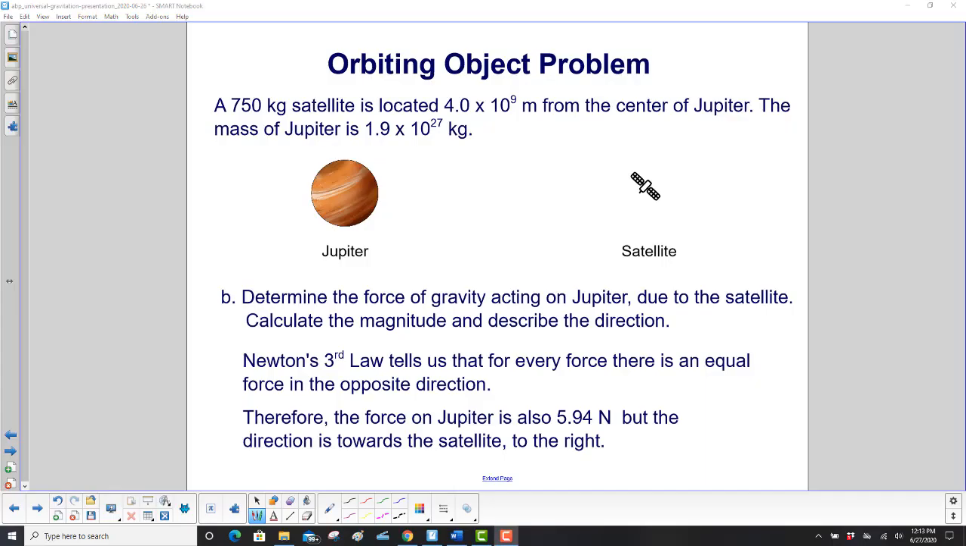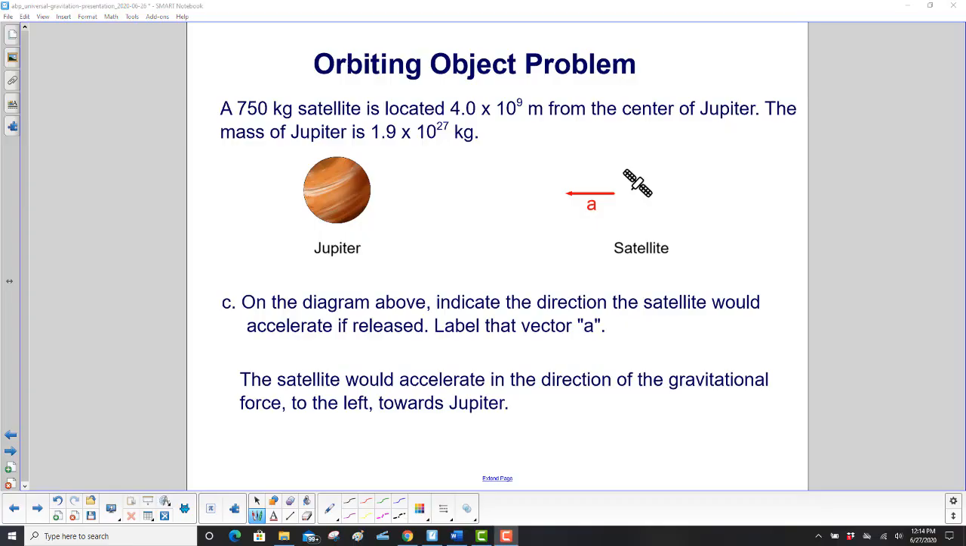Now, what's the force of gravity acting on Jupiter due to the satellite? Well, we go over to another law created by Newton to describe the universe, not the law of gravitation, but the third law. For every force, there's an equal and opposite force, or equal force in the opposite direction. So the force on Jupiter will also be 5.94 newtons, but it'll be in the opposite direction. The satellite is actually attracting Jupiter.